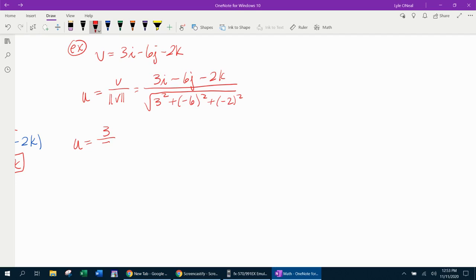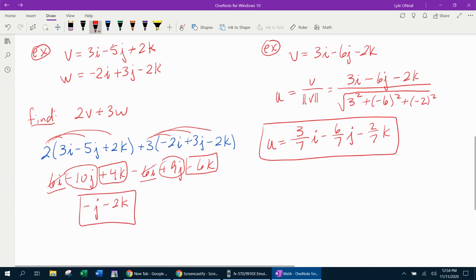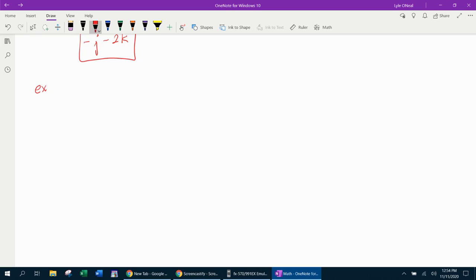So that's going to give us 3/7 i minus 6/7 j minus 2/7 k. And that will be our unit vector. Next example. Here they're going to give us vector v is 2i plus j minus 3k.